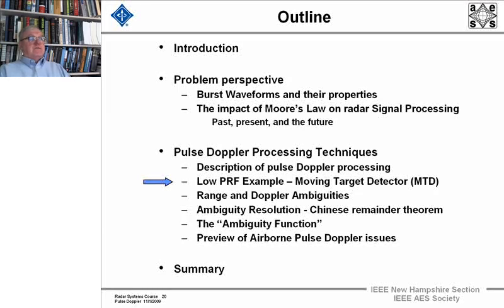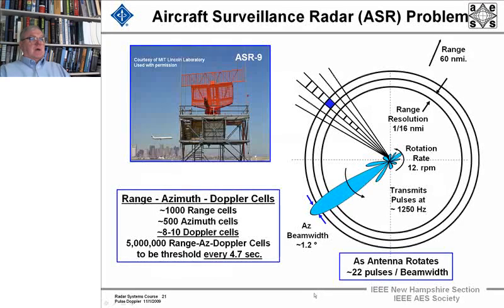Now on to the low PRF example, moving target detector. By the way, this particular example of the moving target detector, you'll find in Skolnik's handbook. Just about every radar book since the 80s that's come out devotes a section or a number of pages to describing the technology of this process, and it's pretty much used in all low PRF ground-based radars.